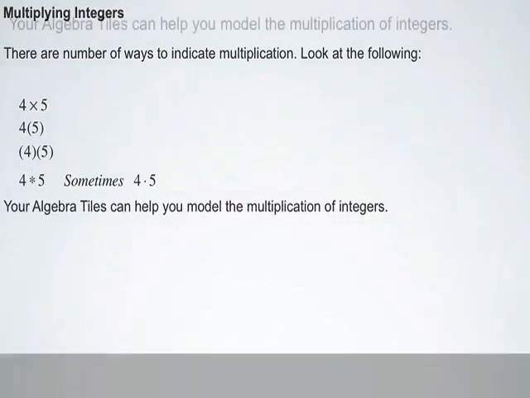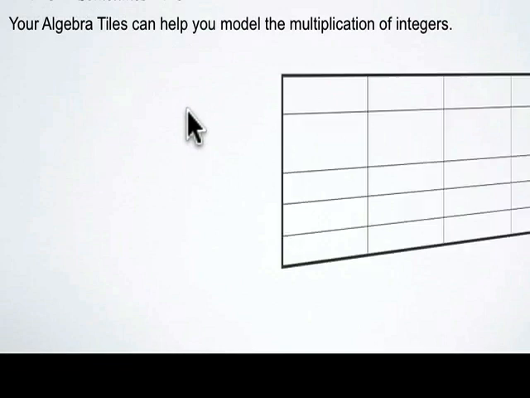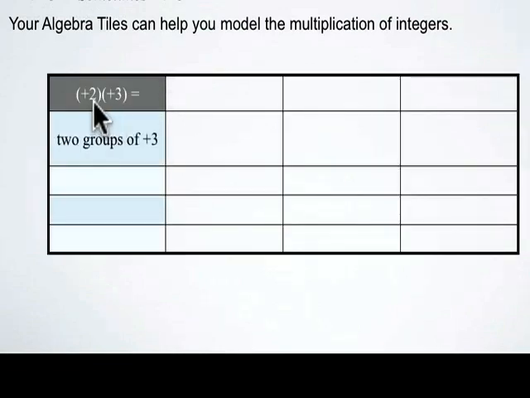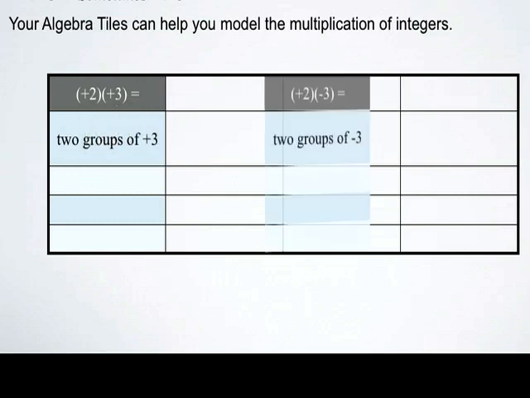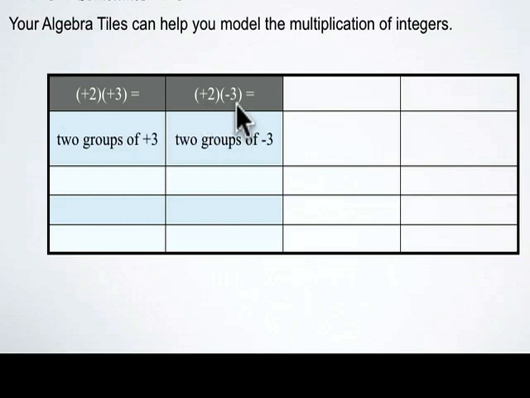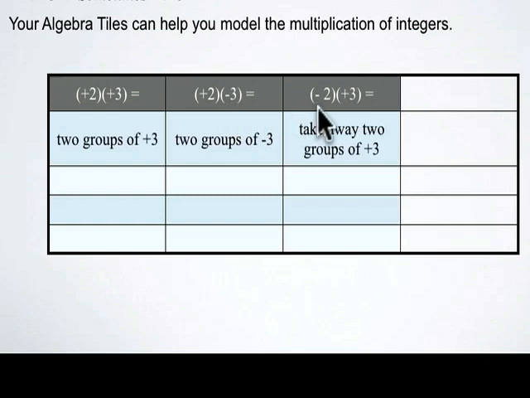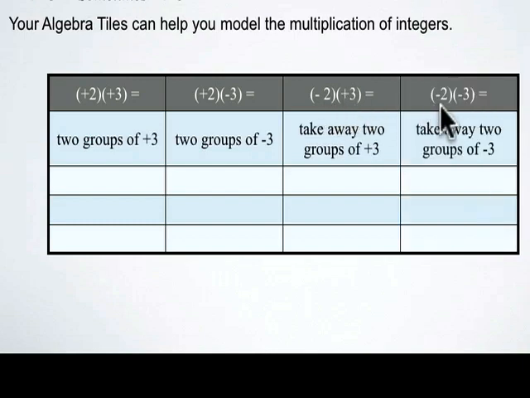We're going to start by using algebra tiles to model what's happening when we multiply some integers together. So we're going to look at positive 2 times positive 3, so two groups of positive 3. We're going to look at positive 2 times negative 3, two groups of negative 3. Negative 2 times positive 3, so we have two groups in this case, but we have to take them away because of the negative. So we're going to take away two groups of positive 3. And the last example will be negative 2 times negative 3. So we're going to take away two groups of negative 3.